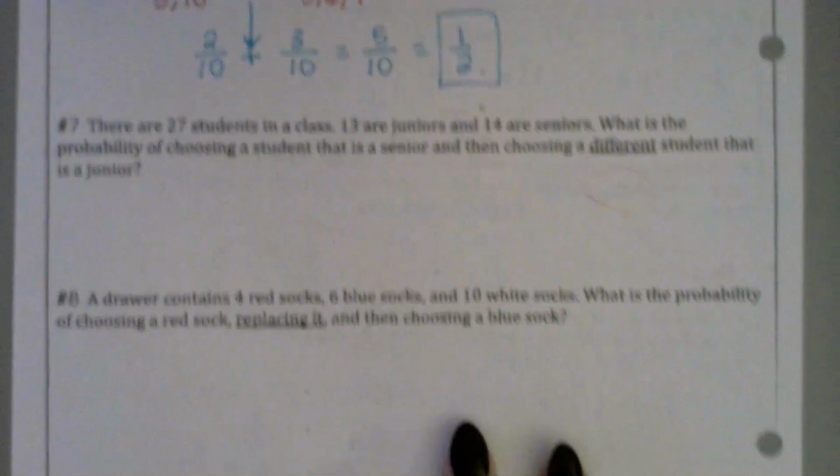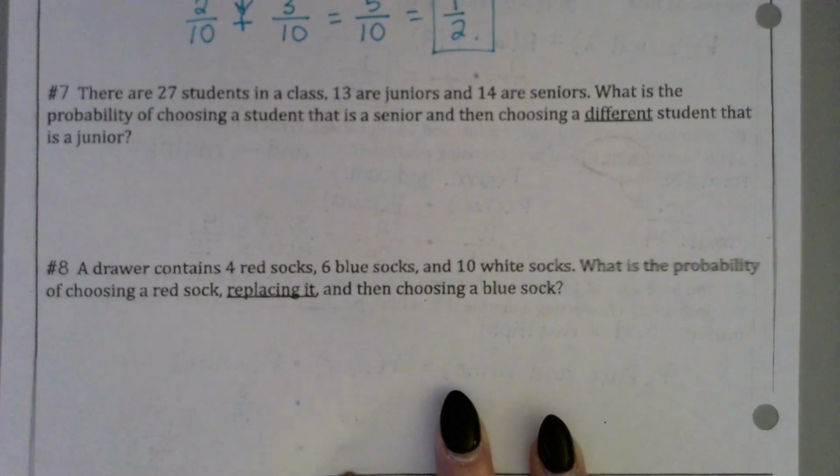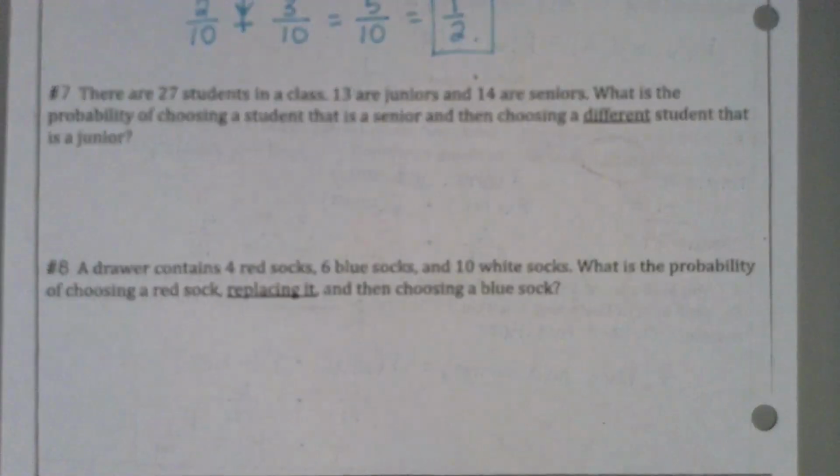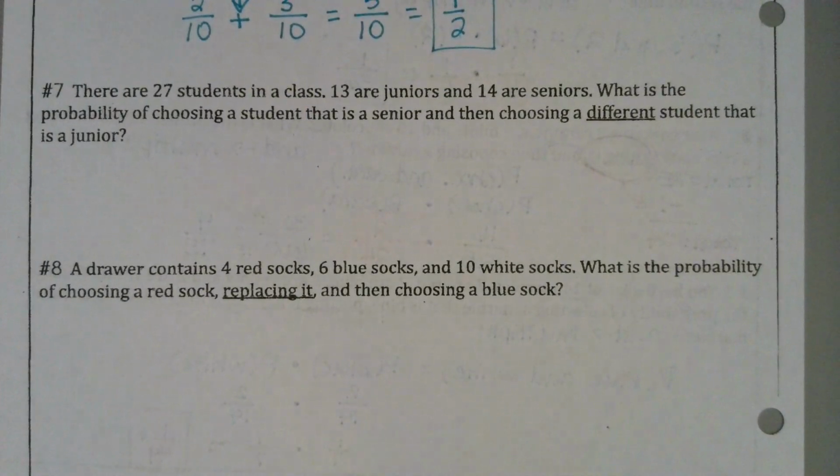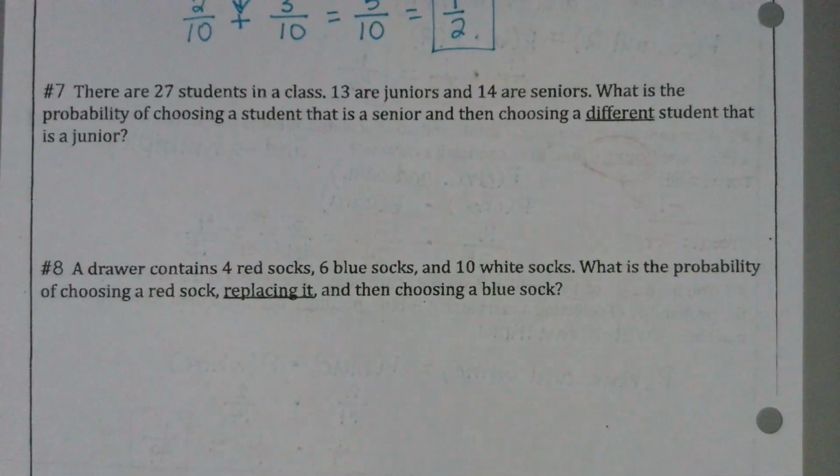There are 27 students in a class. 13 are juniors and 14 are seniors. Do you know what juniors and seniors are at the high school level? What grade are juniors? 11th grade. Juniors are 11th, seniors are 12th. So we have a class of 27 students, some juniors, some seniors. It says, what is the probability of choosing a student that is a senior and then choosing a different student that is a junior?